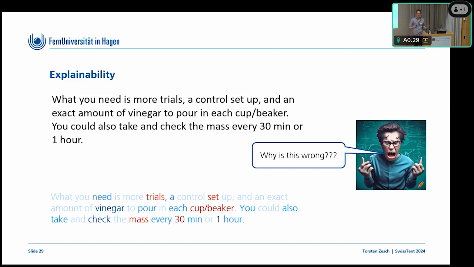Of course not. We need a pedagogically correct explanation that would actually have to take into account a model of the knowledge of the student, because depending on where I stand with my knowledge, I need a different explanation of why this is wrong or not. So that is a surprisingly hard problem.